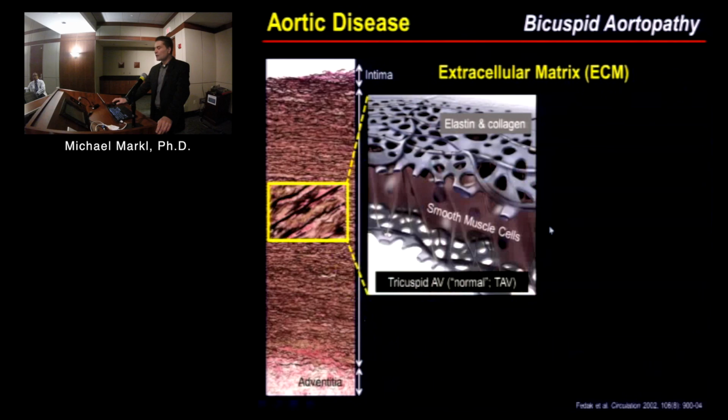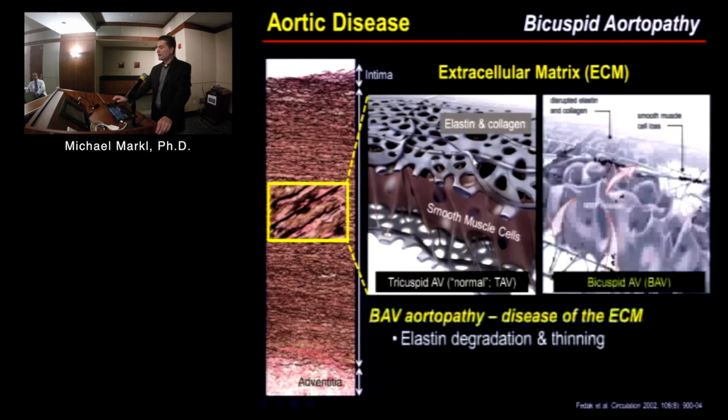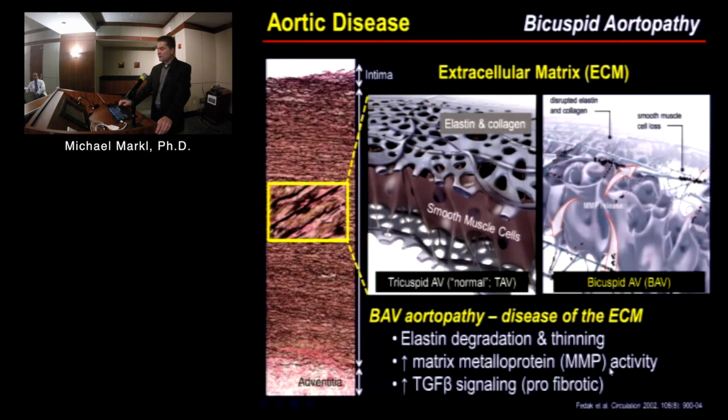Well, if you look at the normal media and the extracellular matrix, you have organized layers of elastin and collagen, and that's disrupted in the development of aortopathy in those patients. So you have an elastin degradation and thinning, and at the same time it's understood that there's different protein activity, particularly MMP changes, and then there's also different TGF-beta signaling that's considered pro-fibrotic in these patients. So the underlying disease is really a disintegration of the aortic wall.